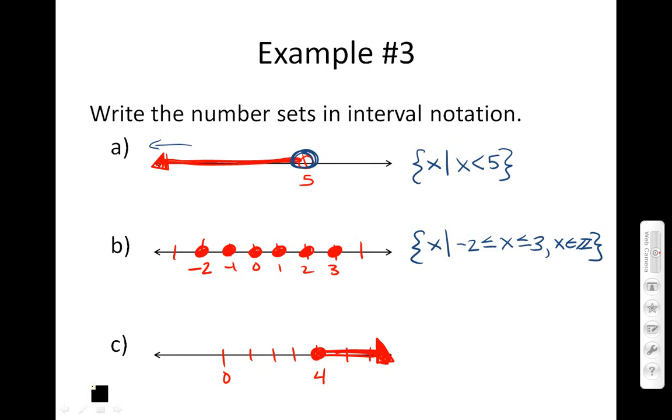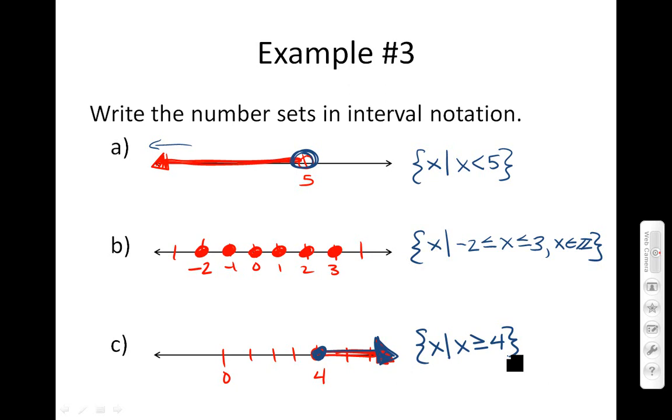Okay, and then for part C, we have a solid line again. This time it's drawn to the right, so this means real numbers greater than something. And then a solid circle at 4, so it's greater than or equal to 4. So I need to make sure I include that in my interval notation. So I'll start it. Open a bracket, x such that x is greater than or equal to 4. And then since I'm saying all real numbers that are greater than or equal to 4, I'll just go ahead and close my bracket.